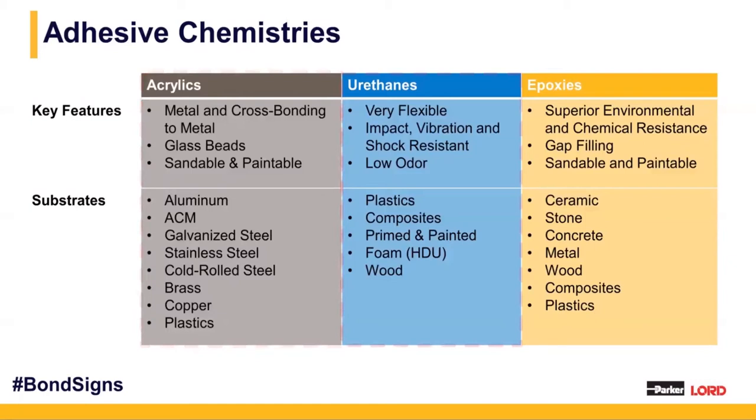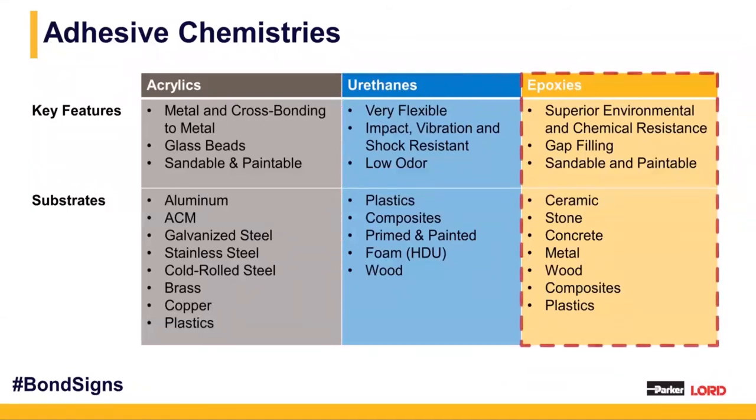Urethanes, detailed in the middle, are our most flexible adhesives, which make them great for impact resistance and resisting stress induced by shock and vibration. Urethane adhesives are great for bonding to painted and primed materials, as well as plastics, composites, and foam.